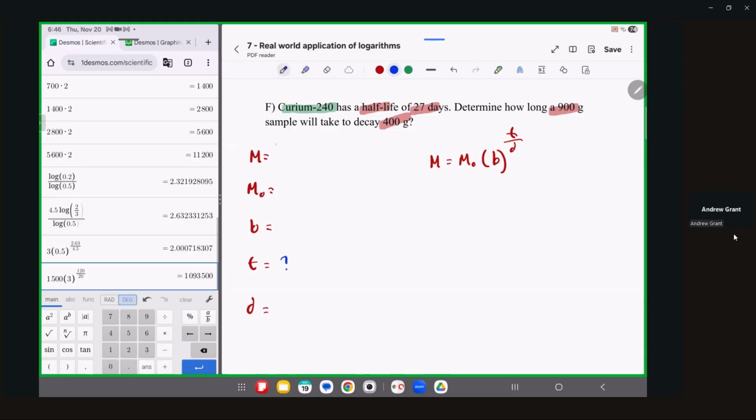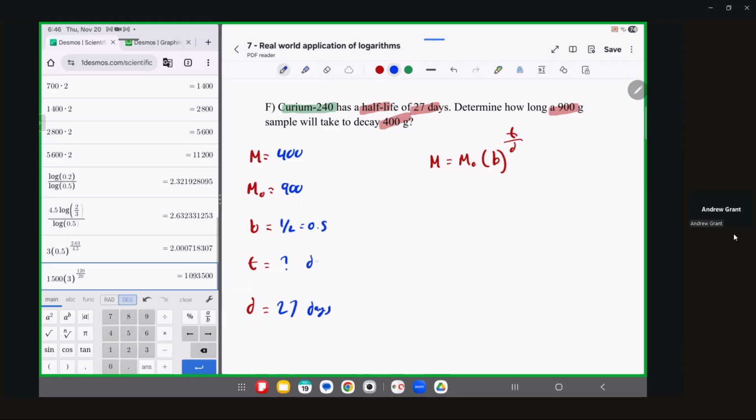So how much are we going to end up with? Well, that'll be 400. Our initial amount is 900. Our base is half-life, so that'll be 0.5. And how long does it take for half of the curium to go away or change into something else? It takes 27 days.